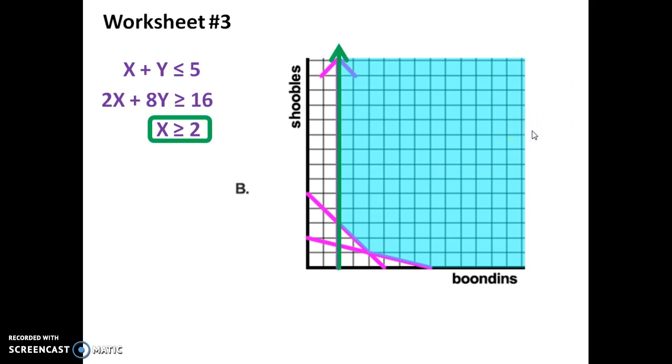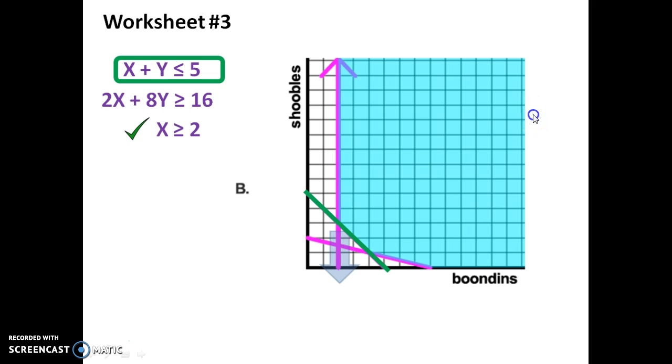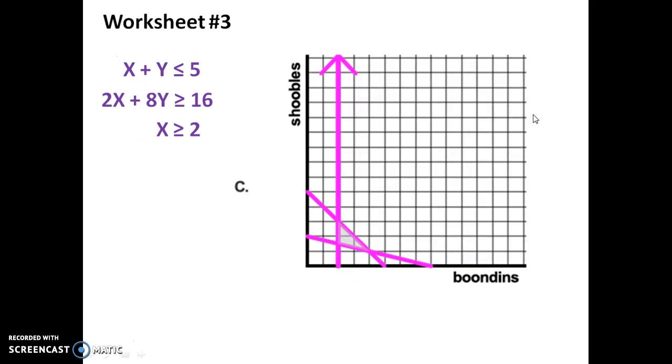So let's take a look at this one. Again, we know that we need to be to the right of x is greater than or equal to 2. So we definitely have that one covered. x plus y is less than or equal to 5. We want to be below this graph, but we are not. So this is not the appropriate graph.